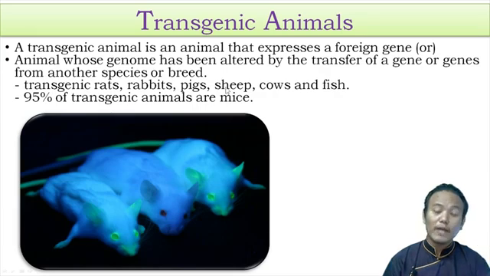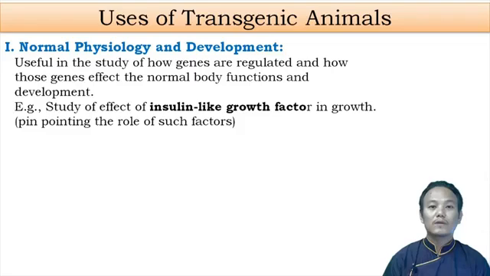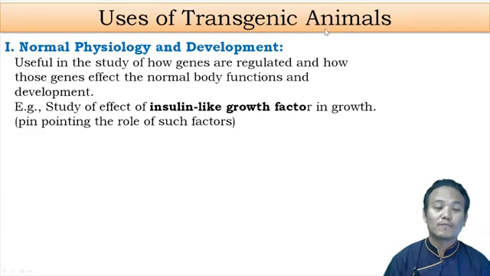But why do we create transgenic animals? Why does a scientist create transgenic animals within the laboratory? Let us now talk about the uses of transgenic animals, or the reasons behind their creation. Transgenic animals are useful in the study of how genes are regulated and how those genes affect the normal body functions and its development. So they are useful in the study of normal physiology and the body's development.